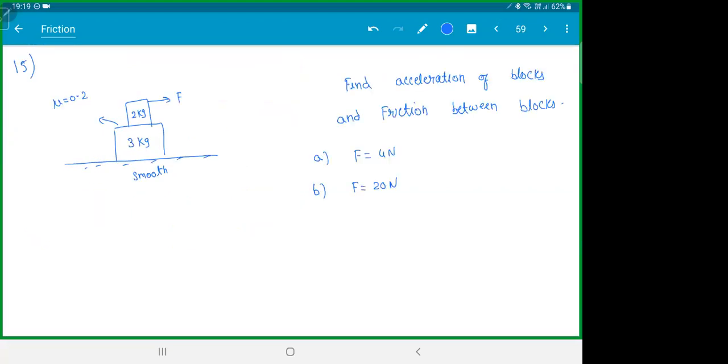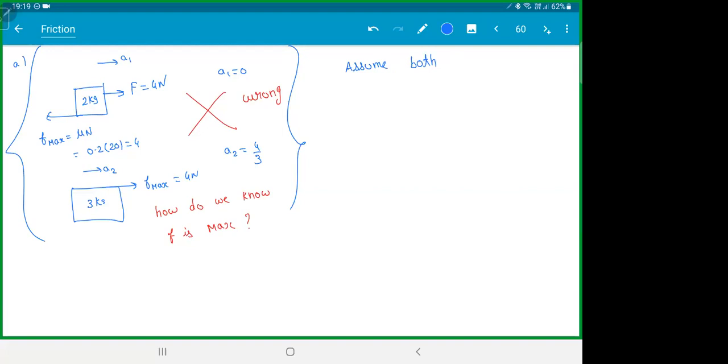Because tell me one thing, what can happen? Either they're going together or they're slipping, right? Can anything else happen? Both are going together or they're slipping over each other. So this is how we start these problems every time with 2 blocks. Assume both the blocks go together. We start with an assumption.